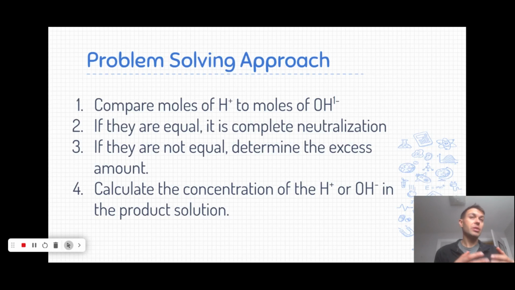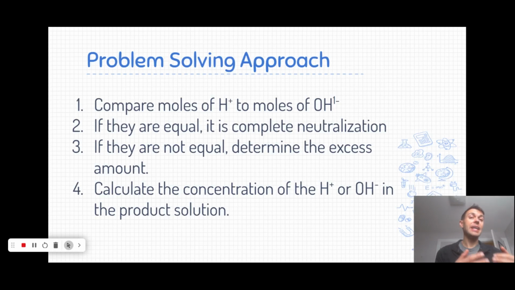Before switching over to the whiteboard, let's go through the steps to solving these problems. First, we are going to compare the moles of hydrogen ions provided by the acid to the moles of hydroxide ions provided from the base. If they were to be equal, then it is a complete neutralization problem and the solution will be neutral. If they are not equal, we will need to determine which one is in excess and determine the excess amount.